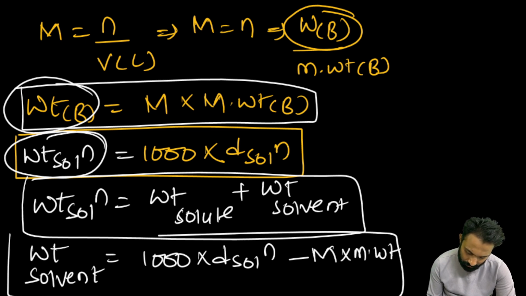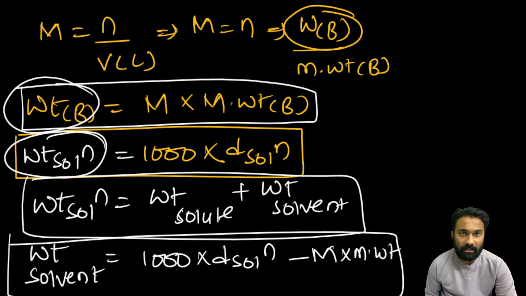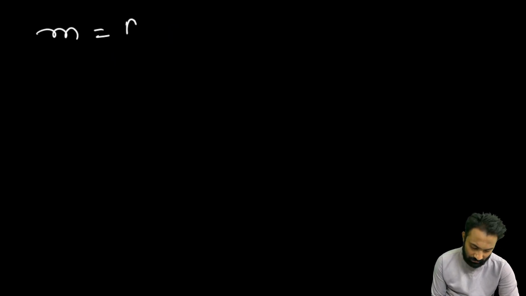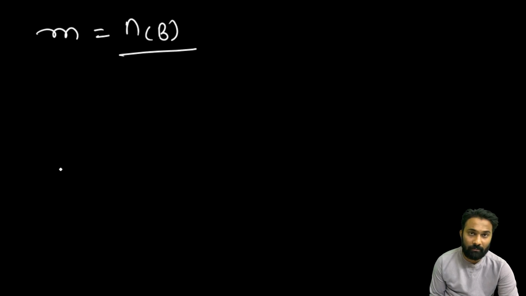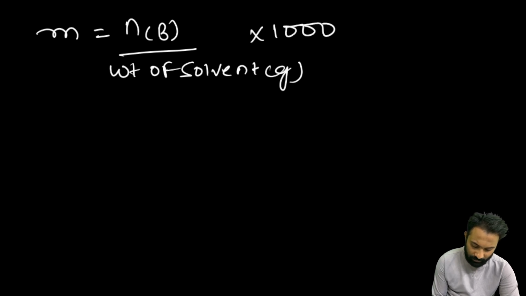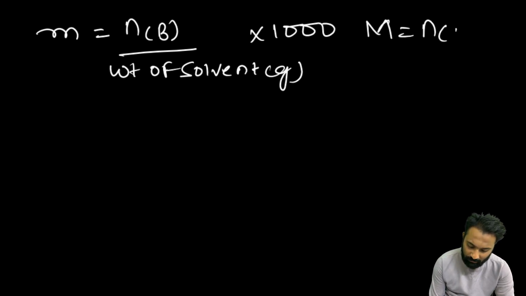Clear? Now done, our formula has come. What is the relationship between the molarity and the molality? Now you see, what is the molality formula? Molality is equal to number of moles of solute by weight of solvent in gram into 1000. Here we have already taken 1 liter of the solution, right? Molarity is equal to number of moles of solute by V liter. We have taken this as 1.